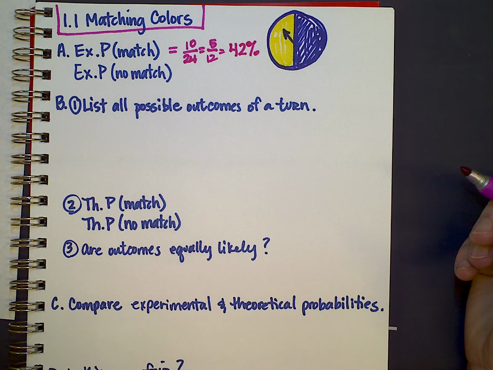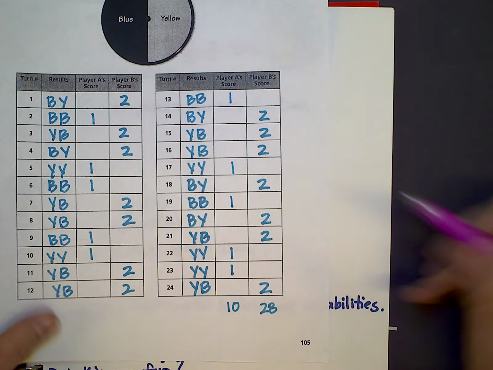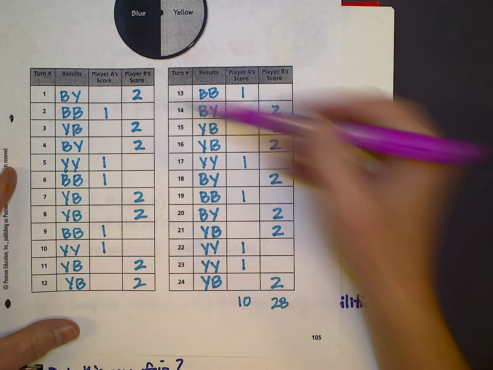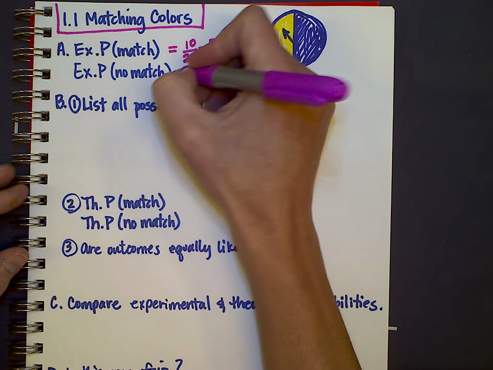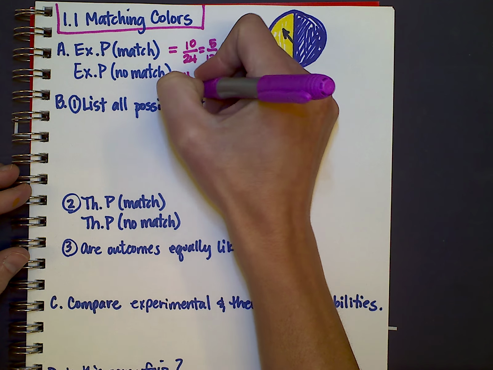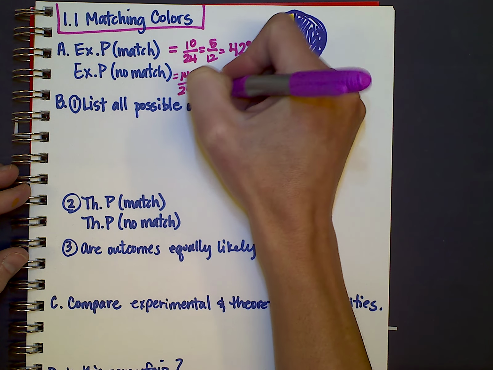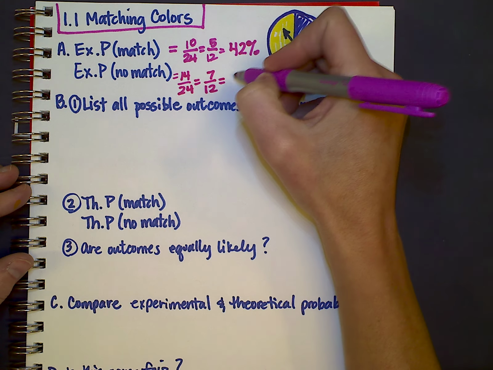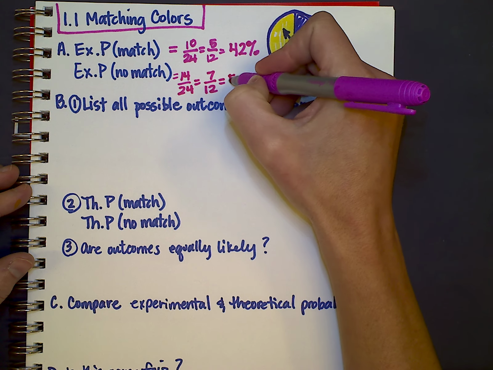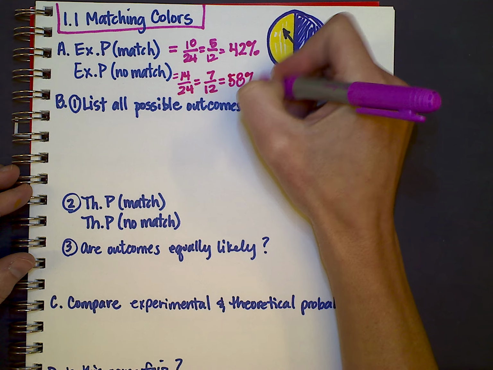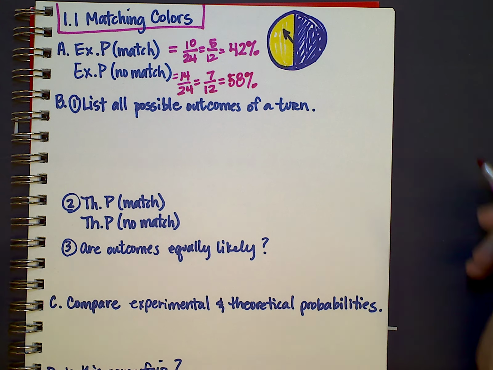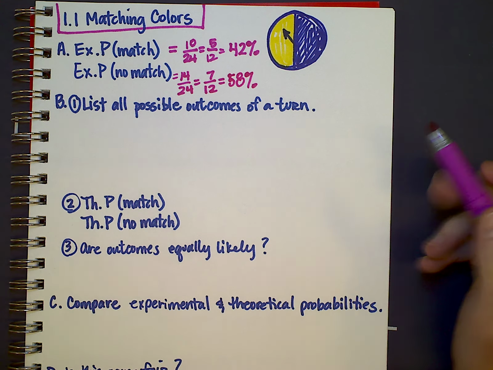All right, so the experimental probability of a no match, if we look back at our data, I can see that I got a no match 14 times out of 24, which reduces to 7/12, which is then approximately 58%.